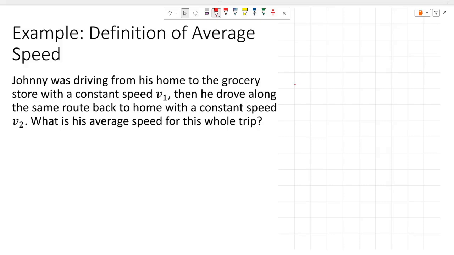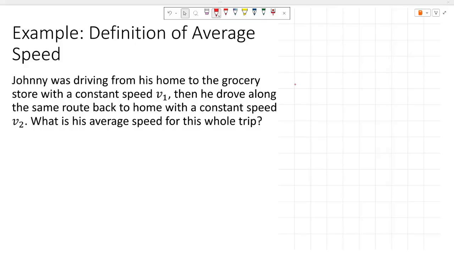So hopefully once we figure out this whole problem, you guys will see how important it is for us to know very well about the definition of a physical quantity. All right, let's get started. So the scenario is actually pretty straightforward.